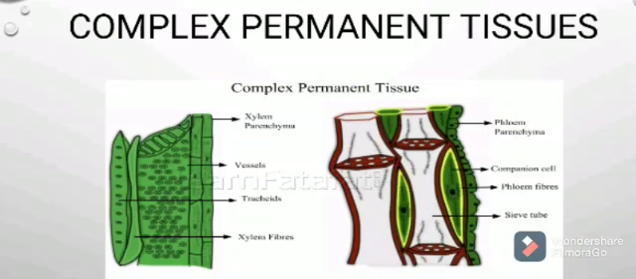Complex permanent tissues. It consists of more than one type of cells which work together as a unit. It helps in transportation of organic materials, water, and minerals. Complex permanent tissues are also known as conducting or vascular tissues. Xylem and phloem together form vascular bundles.